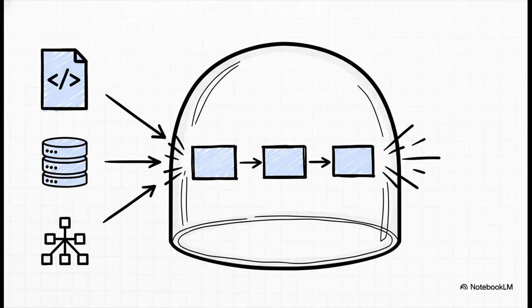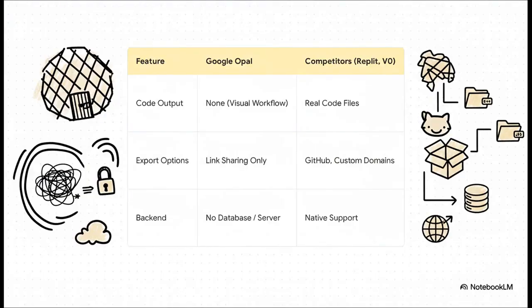Okay, let's just spell it out. This is the deal breaker for any serious developer. When you build something with Opal, you don't actually get code. You get a pretty picture, a visual workflow, and that workflow is trapped inside Google's world forever. You can't take it with you, you can't modify it, you can't put it on your own server. It's locked in.